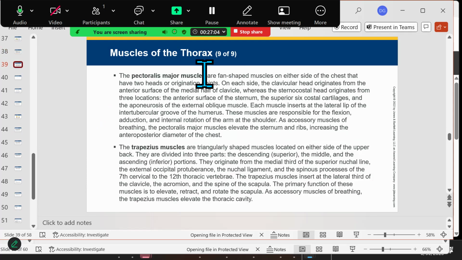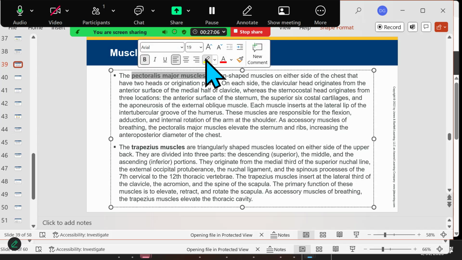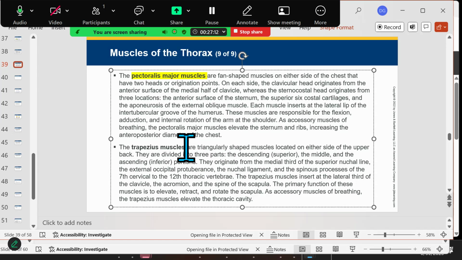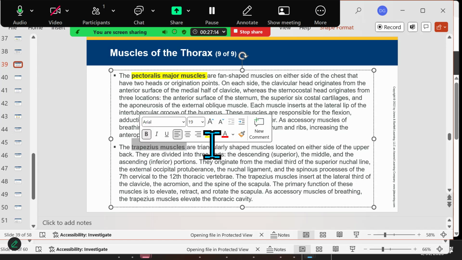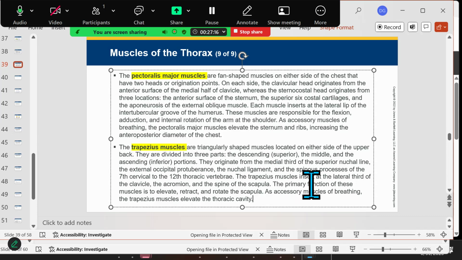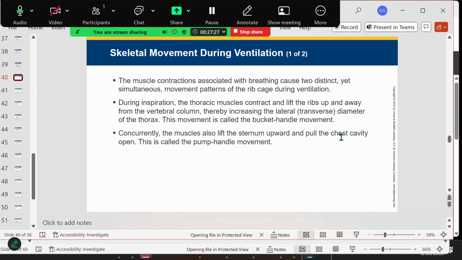The pecs you're already familiar with. We do the bench press and also those butterflies on the universal gym to build pecs. And the trapezius are the triangled muscles in the back. Bodybuilders love the trapezius because it creates that V shape that is considered a successful bodybuilder's look. But all these muscles are involved in breathing.